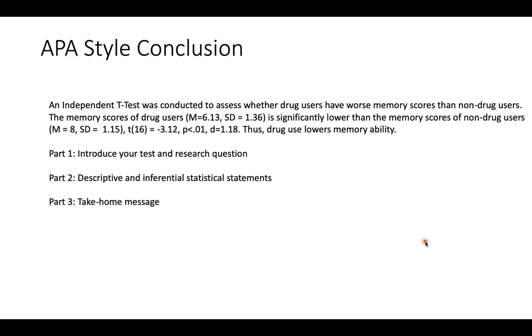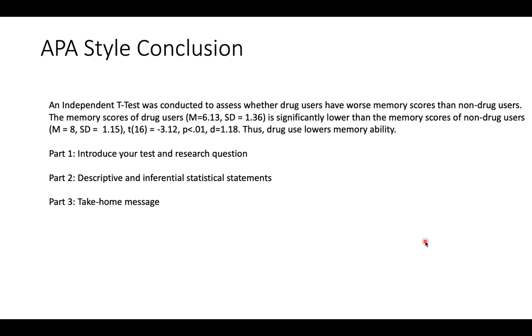And lastly, of course, our APA-style conclusion. An independent t-test was conducted to assess whether drug users have worse memory scores than non-drug users. That's our research question and our statistical test. Next up is our descriptive and inferential statistics. The memory scores of drug users, mean is 6.13, standard deviation, are significantly lower than the memory scores of non-drug users, mean equals 8, standard deviation. That's our descriptive statistics and our explanation of what happened.